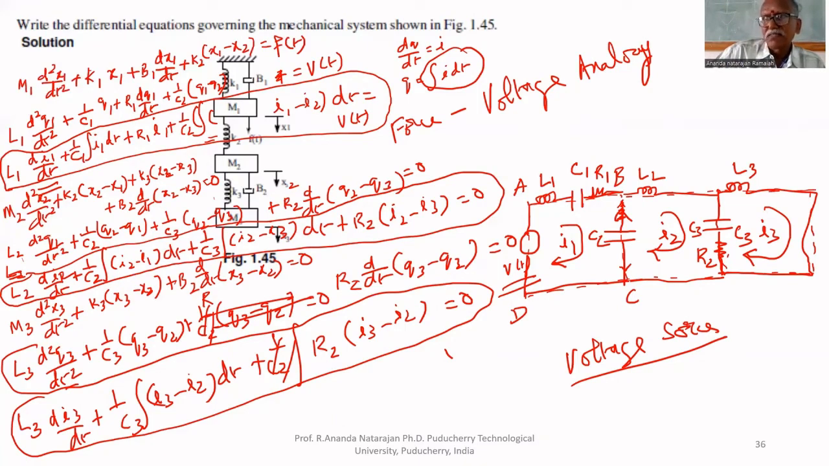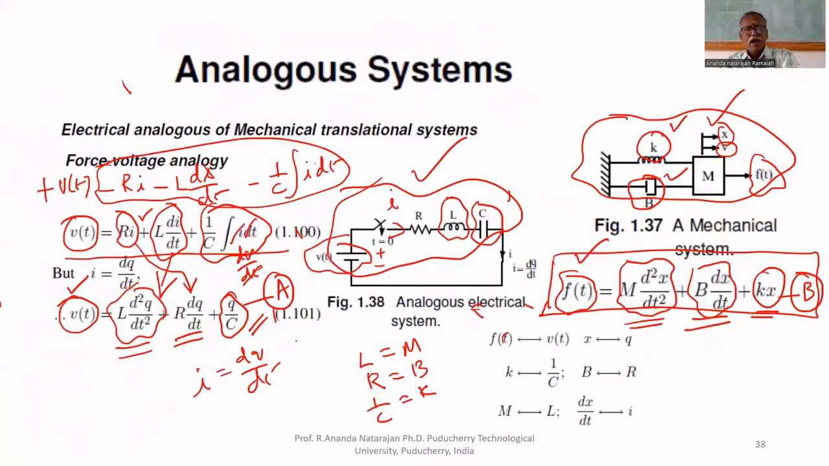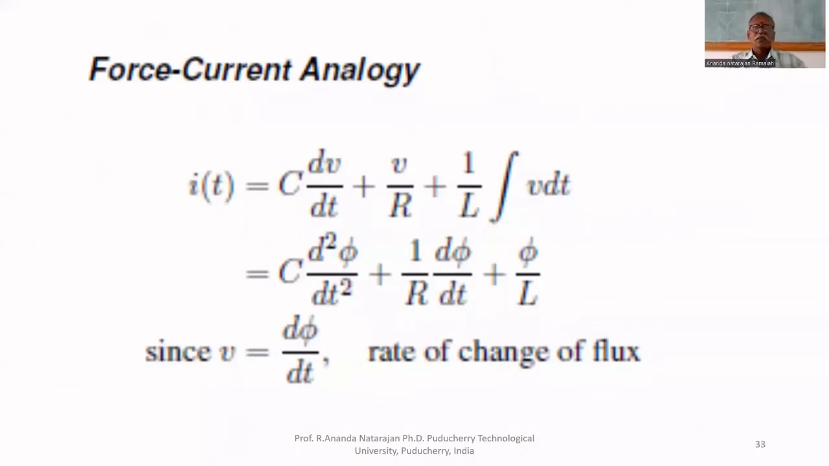It's very difficult to imagine because we are practiced to imagine only voltage source. Current source means even if voltage varies, current remains constant. The amount of current given by the source remains constant. If you include a number of parallel paths, the same amount of current will be divided into many branches. For that, we will use Kirchhoff's current law. That we will see. Force current analogy means the circuit will be with a current source.